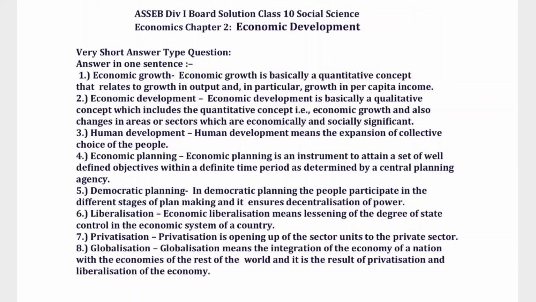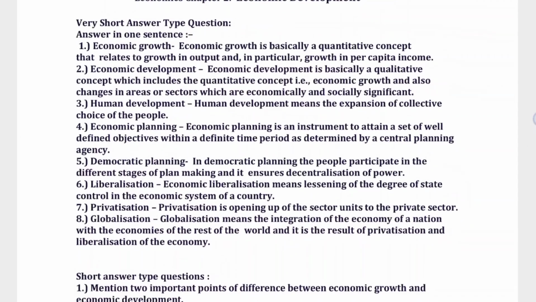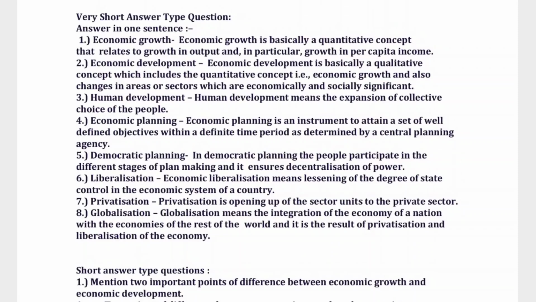Number 3, human development. Human development means the expansion of collective choice of the people. Number 4, economic planning. Economic planning is an instrument to attain a set of well-defined objectives within a definite time period as determined by a central planning agency.